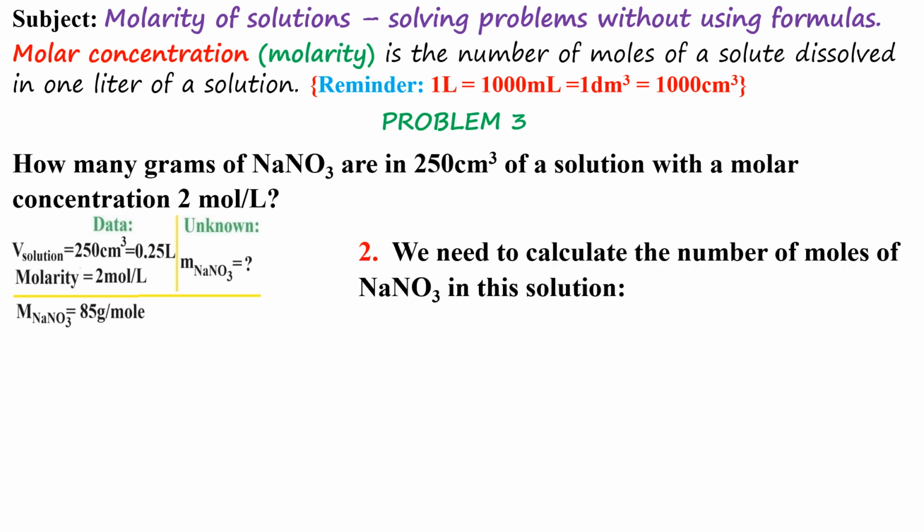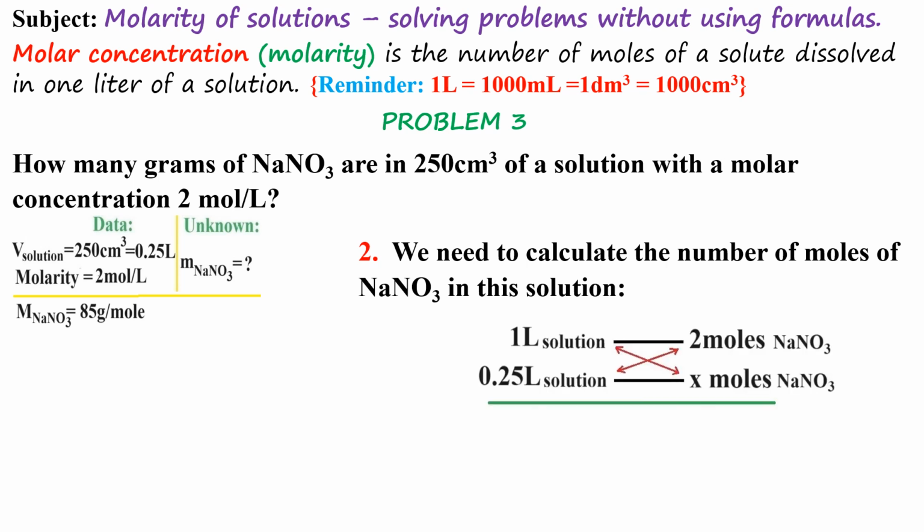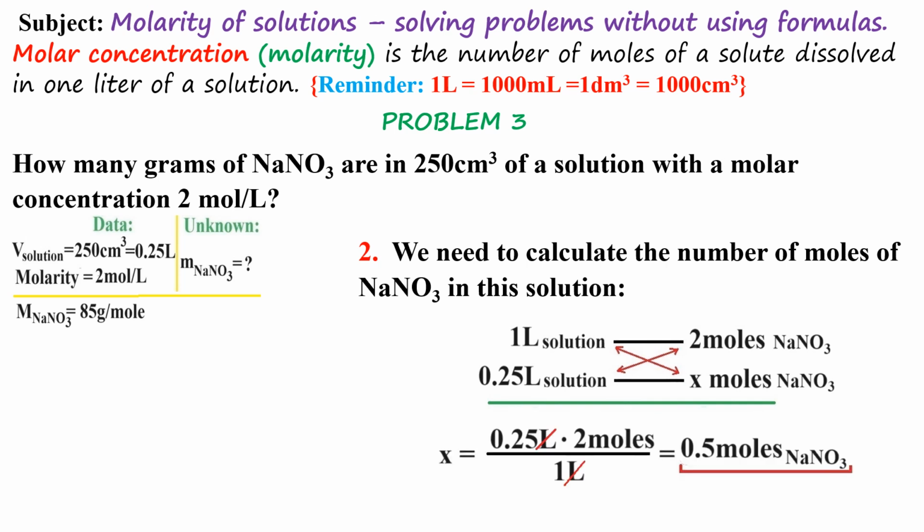Now we need to calculate the number of moles of sodium nitrate in the solution. 1 liter of the solution contains 2 moles of sodium nitrate. So 0.25 liter of the solution contains X moles of sodium nitrate. We calculate X by cross-multiplying this proportion, so 1 liter times X equals 0.25 liter times 2 moles. To solve for X, we need to divide both sides by 1 liter.